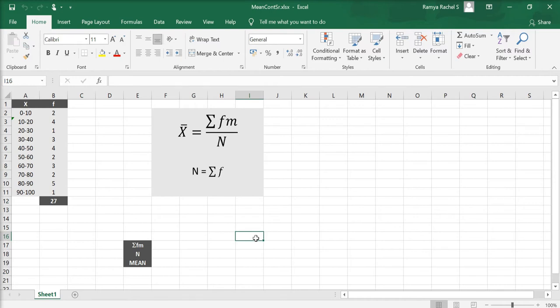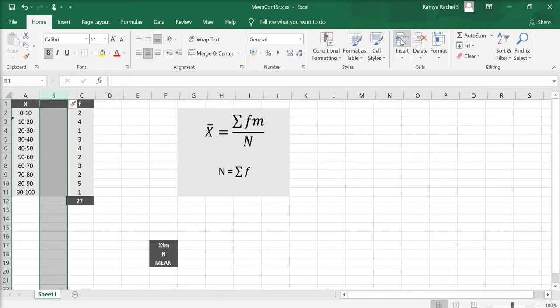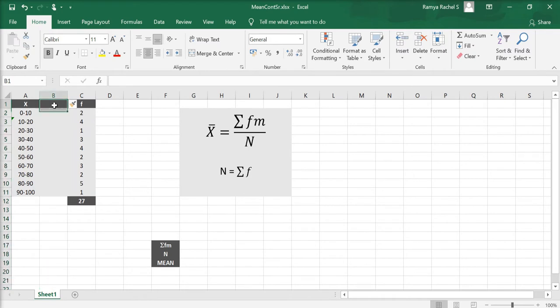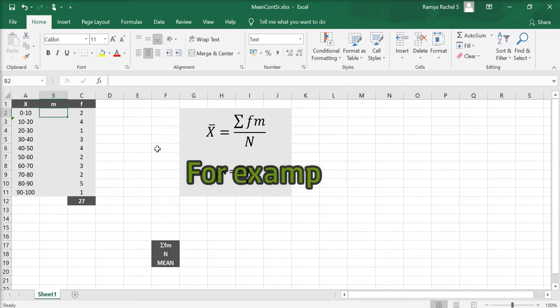For calculating the mean of a continuous series, we have one additional step, that is calculating the mid value m for every class interval. To calculate the mid value, we add both the values and divide it by 2.